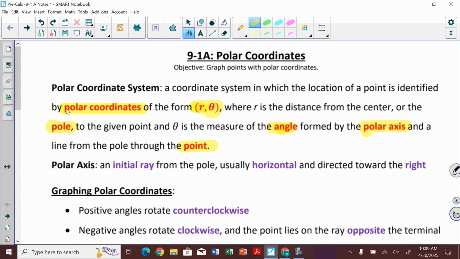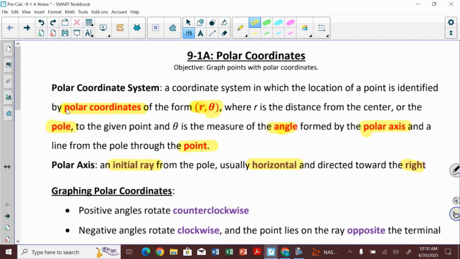Okay, so polar axis. All right, so think of it more like a circular coordinate axis system rather than your flat XY rectangular one. Your polar axis, we talked about, that's the initial ray from the pole. It's usually horizontal and usually directed towards the right.